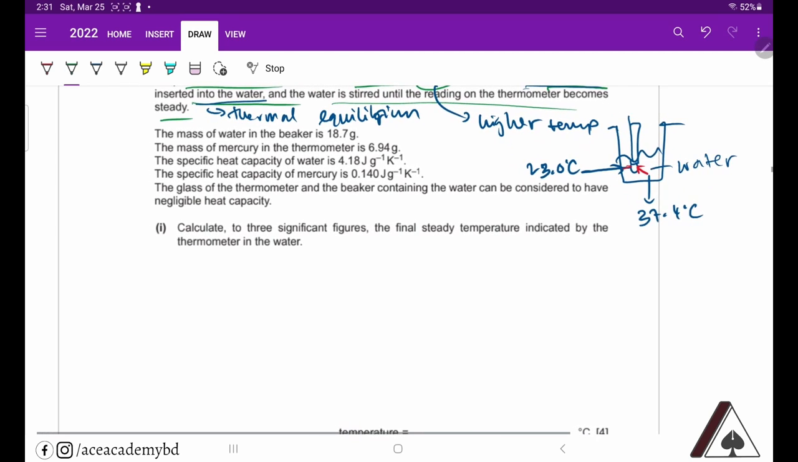Extra information which they've given us in the question is that the mass of the water in the beaker is 18.7 grams. The mass of mercury in the thermometer is 6.94 grams.